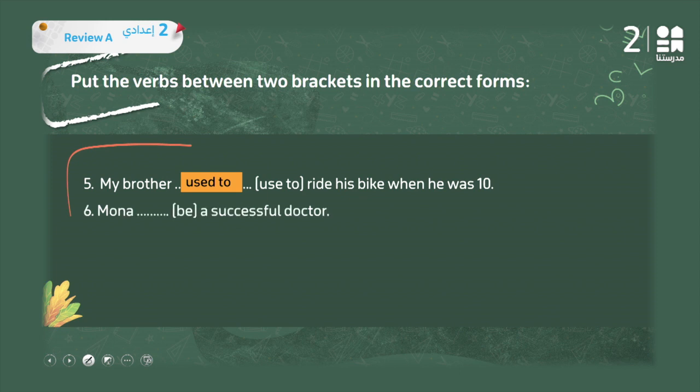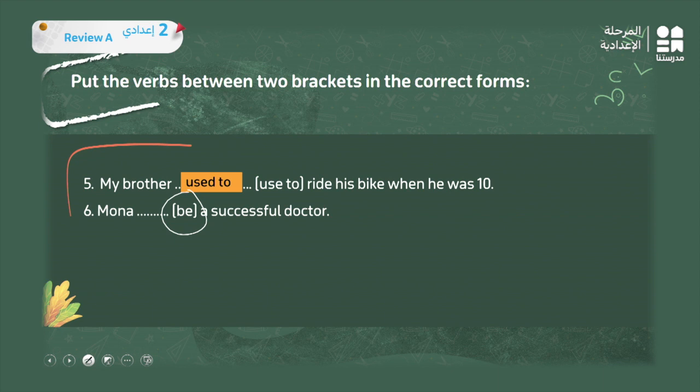And then for number 6, Mona, space, be means verb to be. Verb to be, guys, I want you to write this in your notebook. Verb to be, the forms of verb to be in the present: am, is, are. In the past: was or were. Okay? So here, Mona, space, a successful doctor. أنا بقول fact عن منى إن هي دكتورة ناجحة. So facts, yes, are related to present simple أو ليها علاقة بالpresent simple. So is, of course, the forms of verb to be in present, am, is, are. Is with the singular subjects.